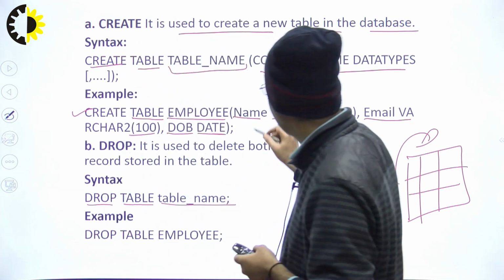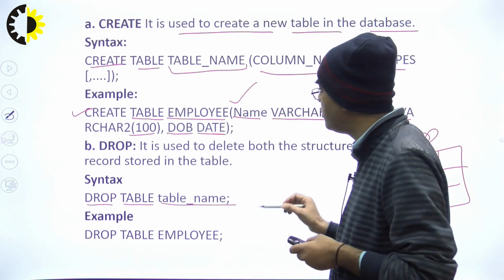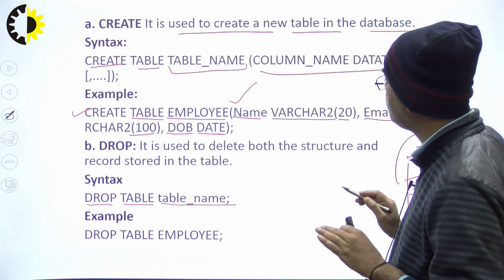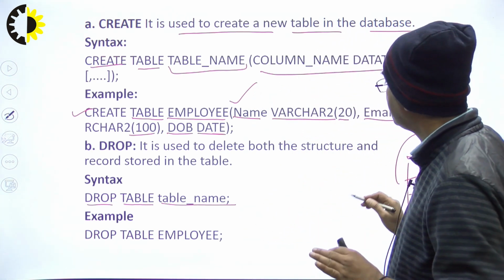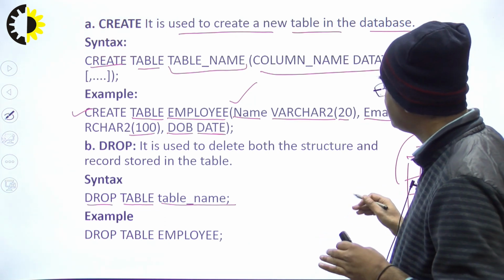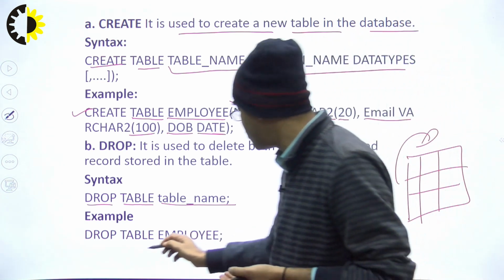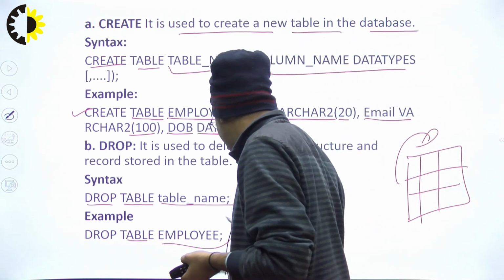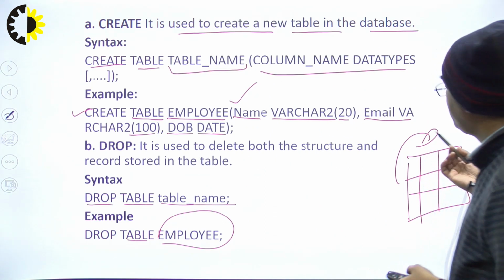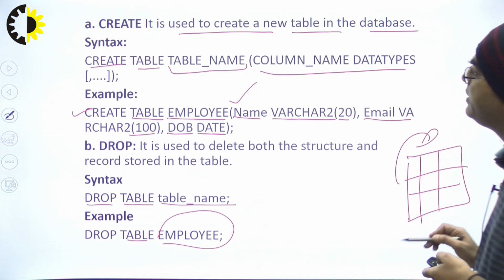Let's suppose we have created this employee table and we want to remove this table. We want to delete this table with all the data inserted in it, as well as the structure of the table. Then we have to write drop table and the name of the table, that is employee. The whole table will be vanished, the whole table will be deleted.